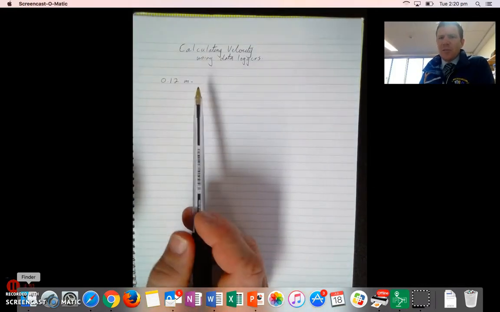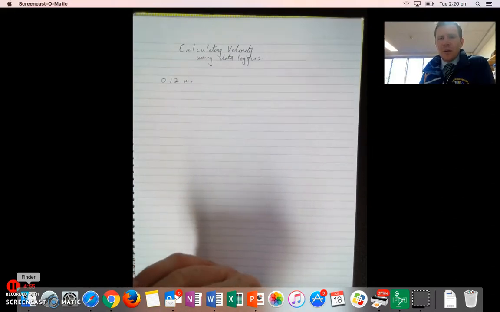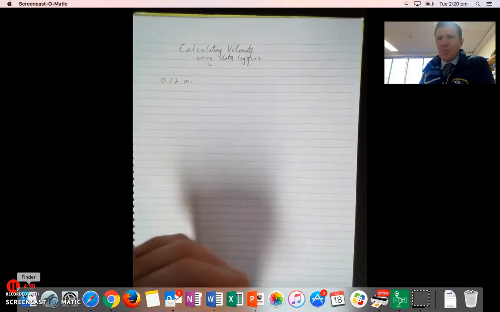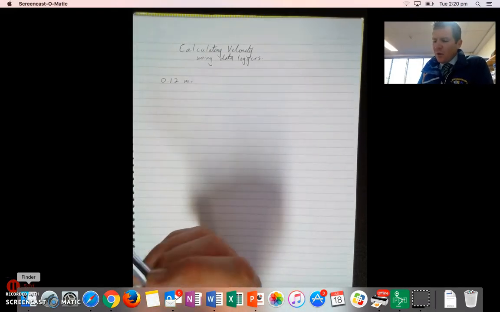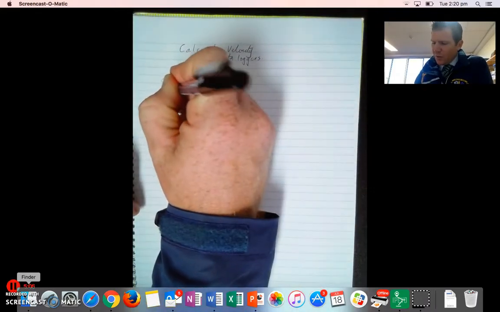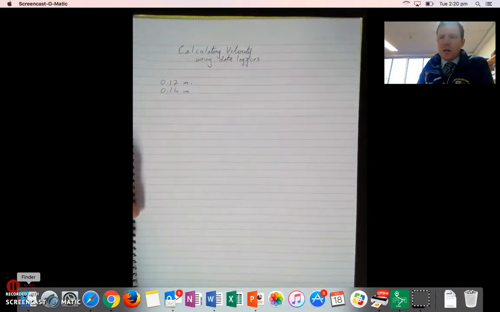So that information is fairly useless, because the object is not moving. And so what we want to do is look for that initial movement. We want to see where it goes from 0.12 to maybe 0.14 meters, and we can say, we've started moving. This is when I want to start recording.